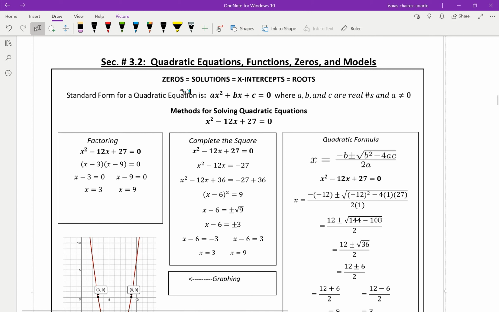So just kind of keep that in mind. If you're being asked to find the zeros, the solutions, the x-intercepts, or the roots, you're pretty much just dealing with setting a quadratic equal to 0 and finding the solutions. That's what you're doing.